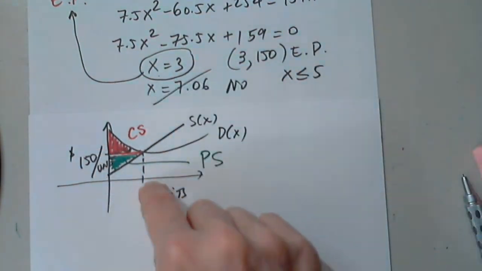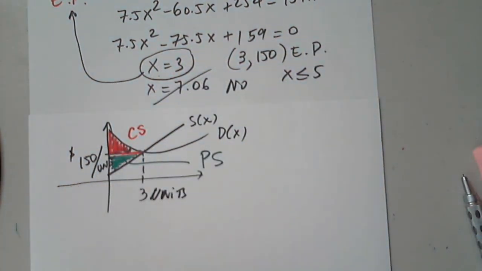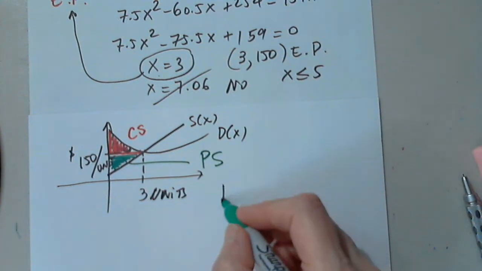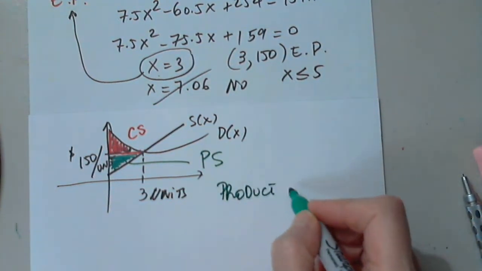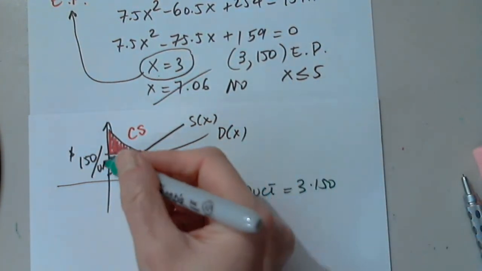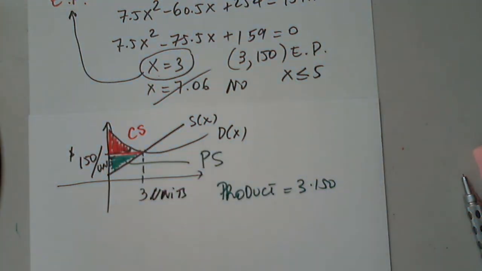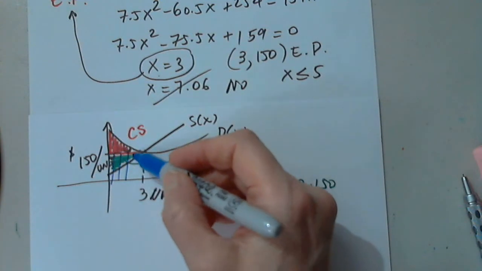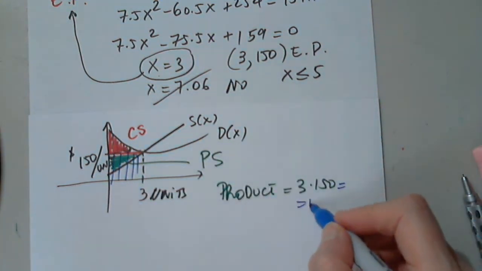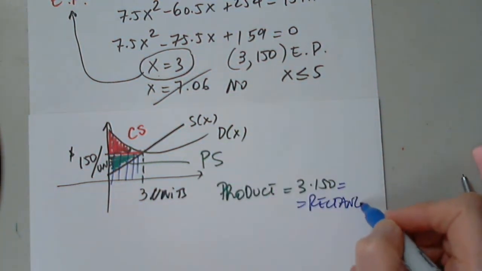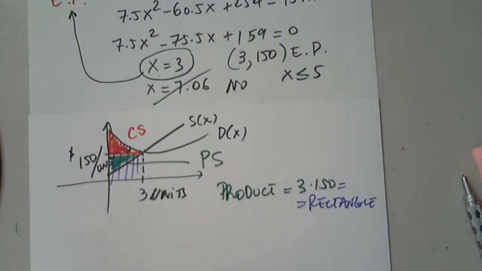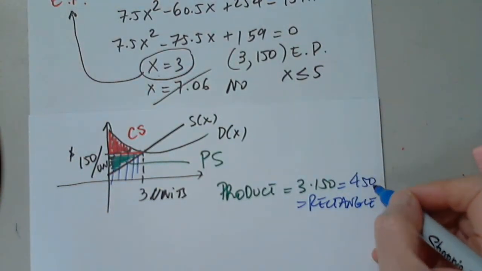We know that we are really paying 3 times 150. So the product is 3 times 150 for the rectangle. Let me use a different color for the rectangle. I don't want to put too much here. So this is a rectangle. Okay, so that's $450.